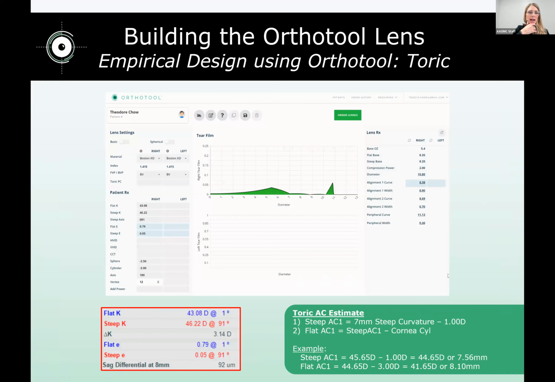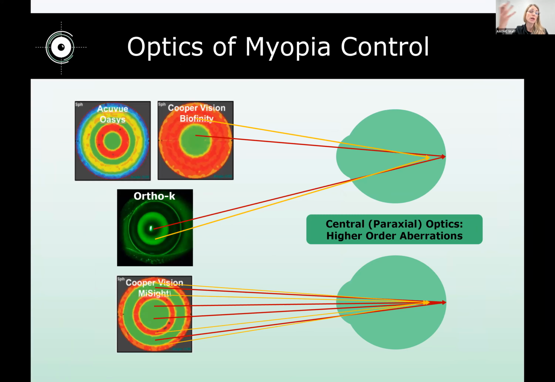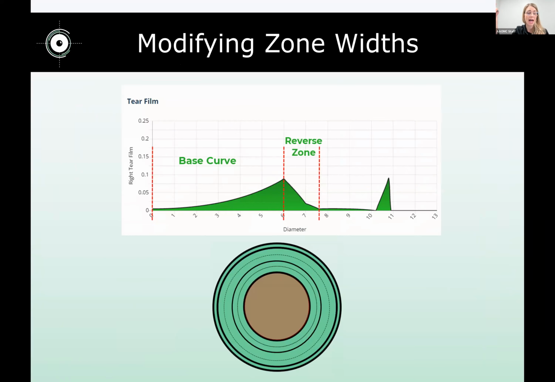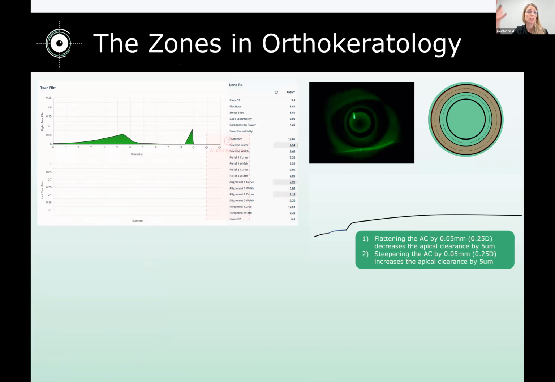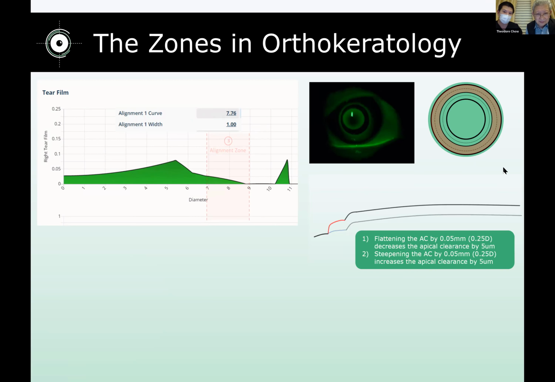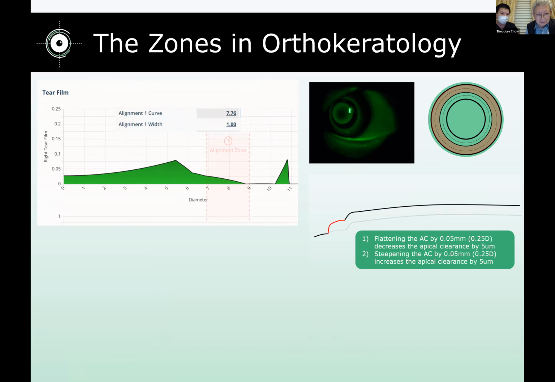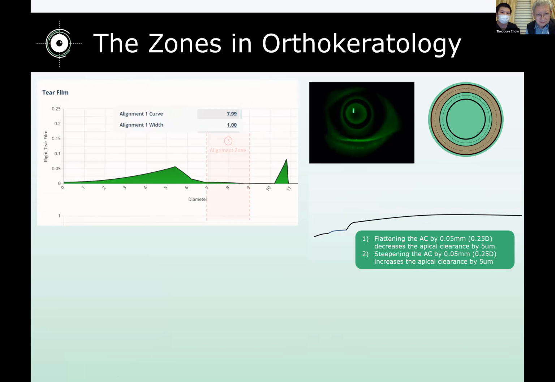Some of these are kind of high level questions. Some of these questions are going to be stuff that you're going to learn in a more in-depth class or workshop, like at Vision by Design, because there's a lot of information here. Right here, and this is very rough, every single time you flatten by 0.05 millimeters or steepen by 0.05, you're decreasing and increasing the apical clearance by 5 microns. So that's the relationship there.